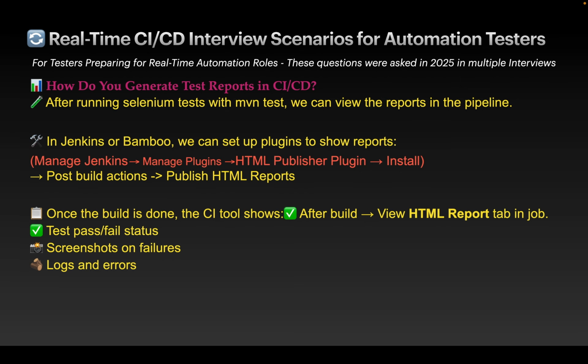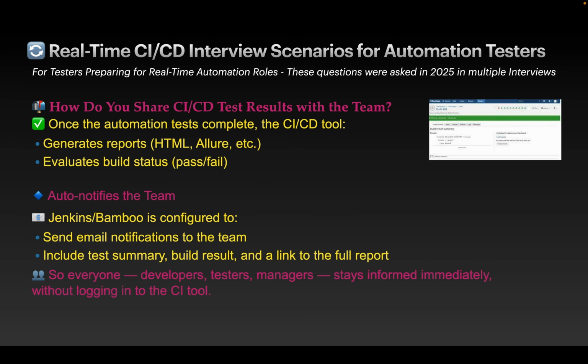If you get this question in the interview, talk about how you configure these things. Go to Manage Jenkins, manage plugins, add the HTML report plugin, and in post build actions, select publish HTML reports, and then review the logs page in Bamboo or Jenkins. In the logs, we can see how many tests passed, and what the errors or failed statuses are. So let's see the next question.